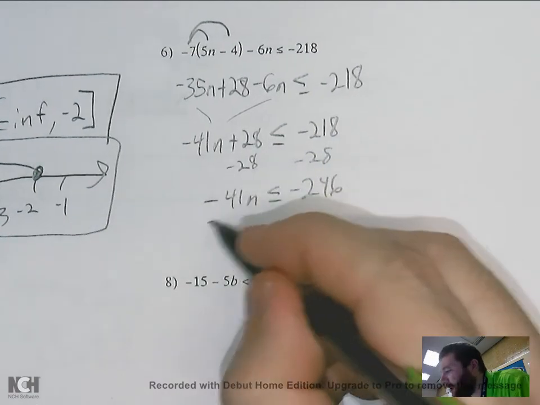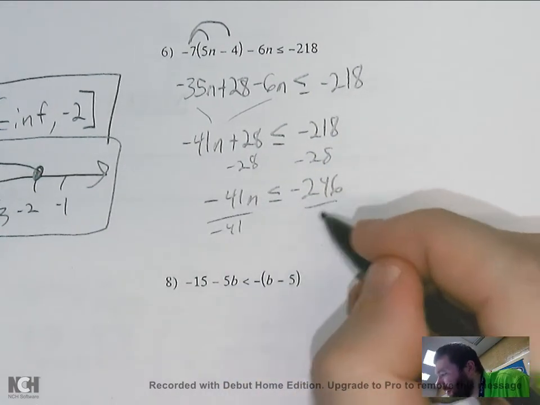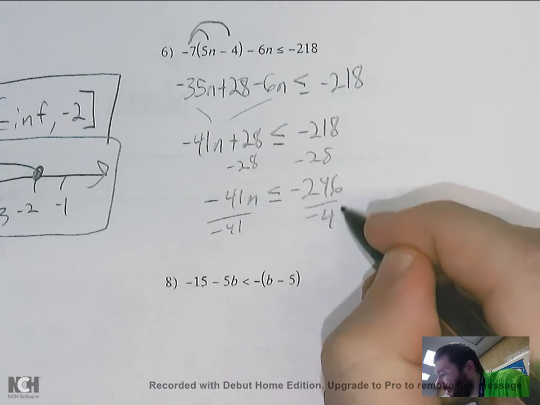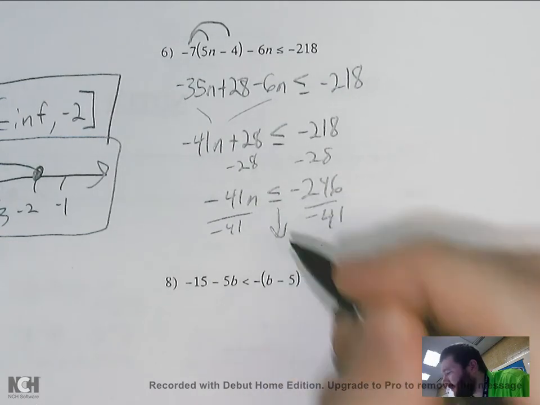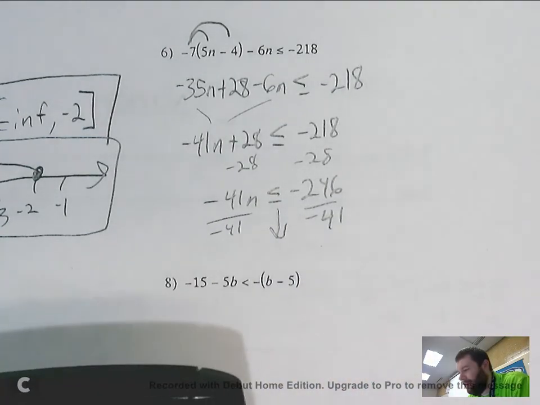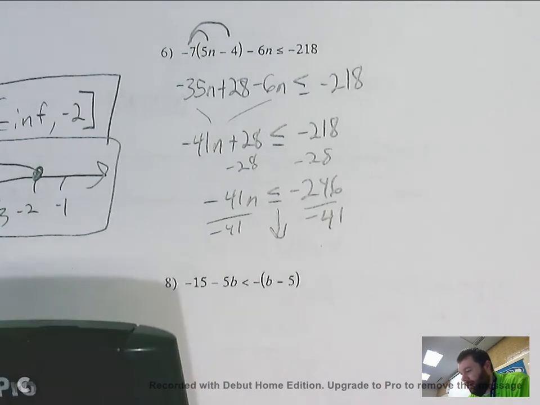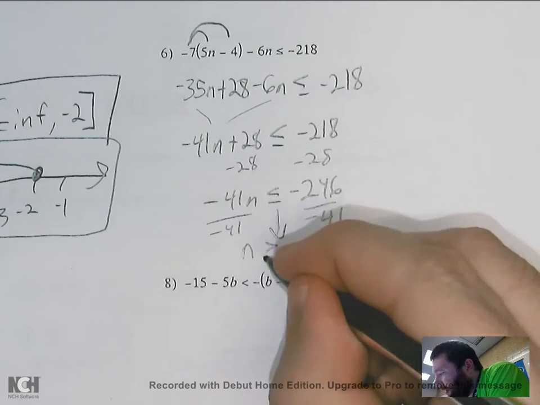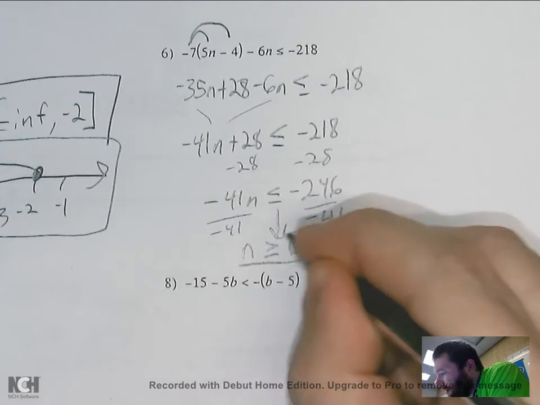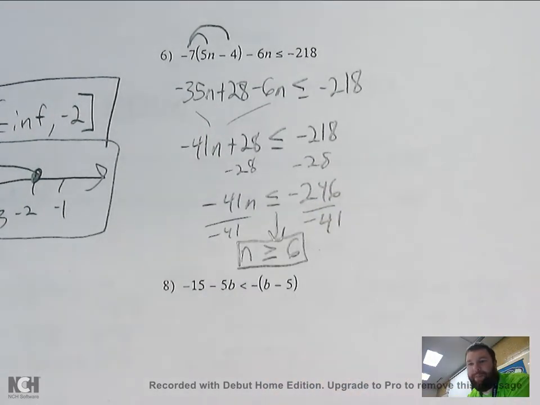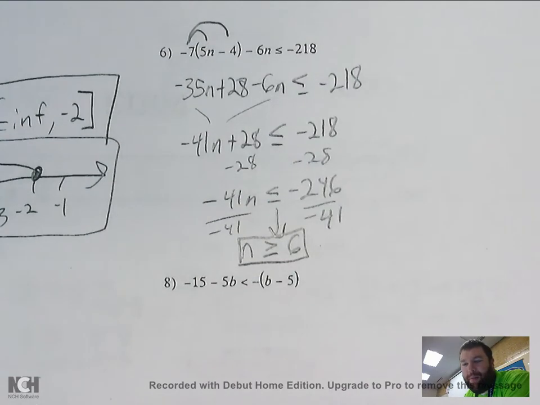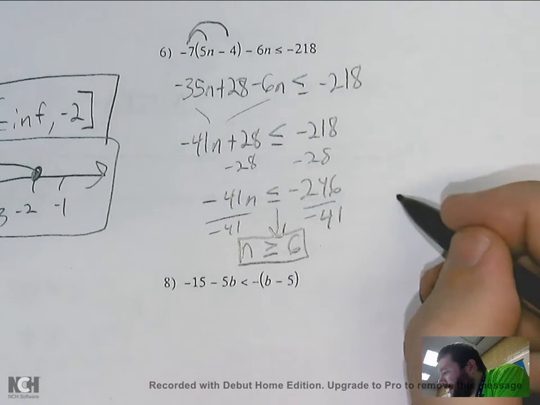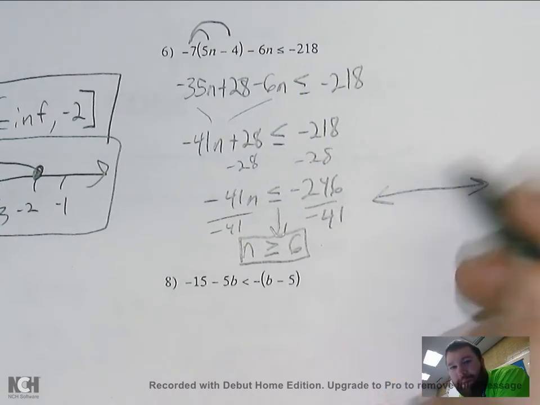And then my last step, I'm going to divide by negative 41. I'm going to divide by a negative to each side, so that means this sign's going to flip around. And divide by negative 41, and you get 6. So n is going to be greater than or equal to 6. So there is one answer. And I'm going to mute my computer here. And then I'm going to draw my number line.